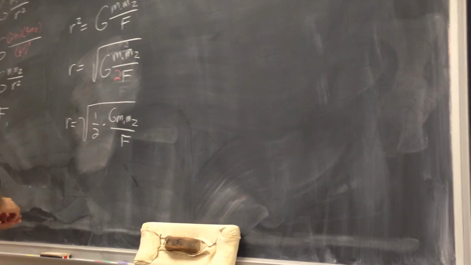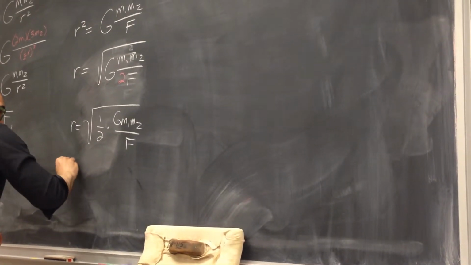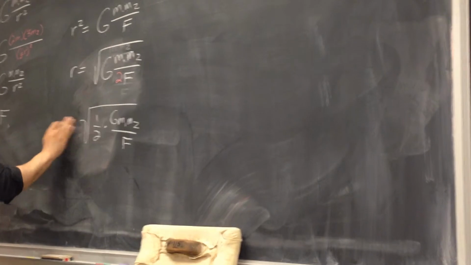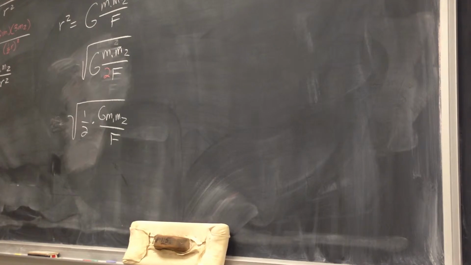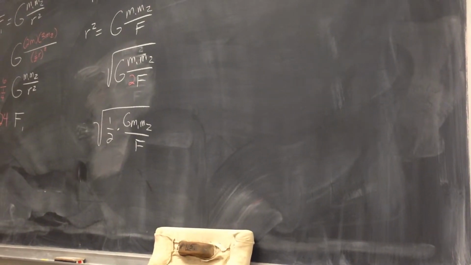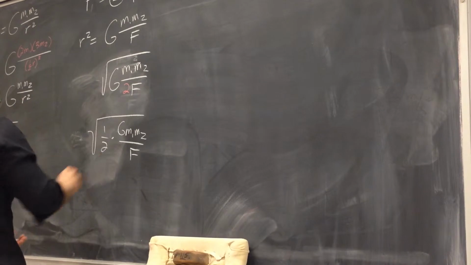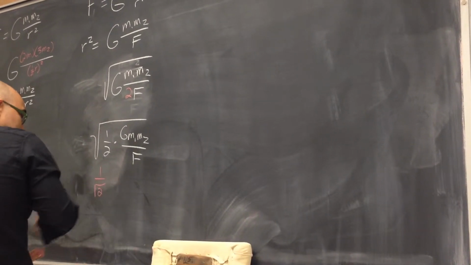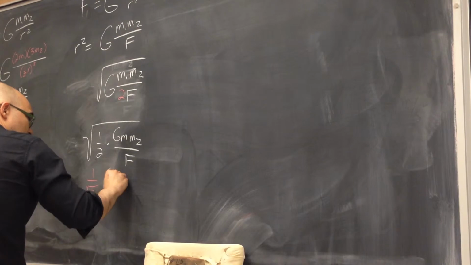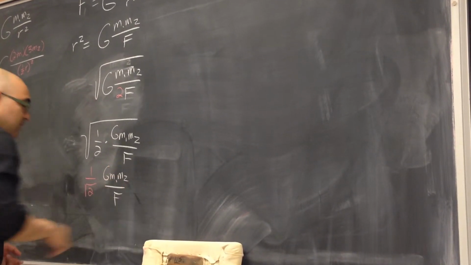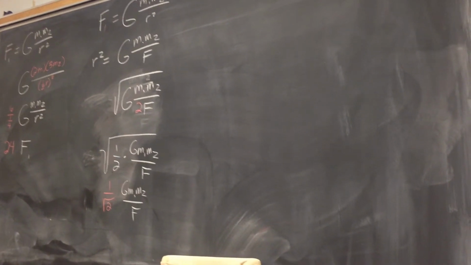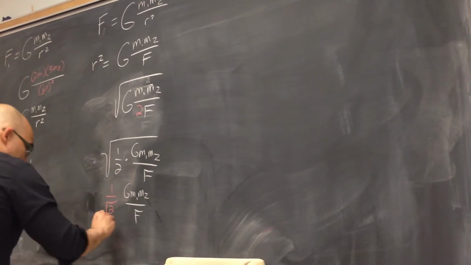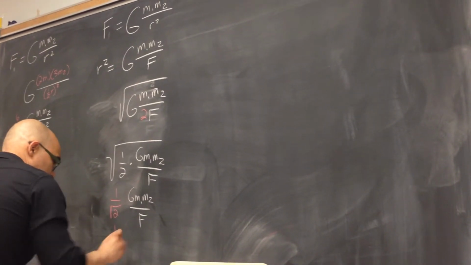So we've got to root the half. What's the root of a half? 1 over root 2, yeah. So we got 1 over root 2 there. That makes sense. 1 over root 2, times the root of G m1 m2 over F. So we would need to change the radius by 1 over root 2 in order to double the force.